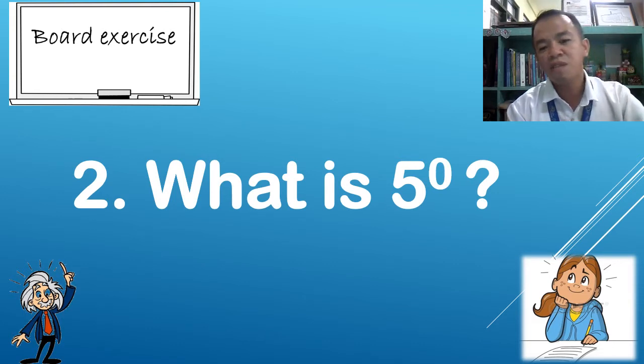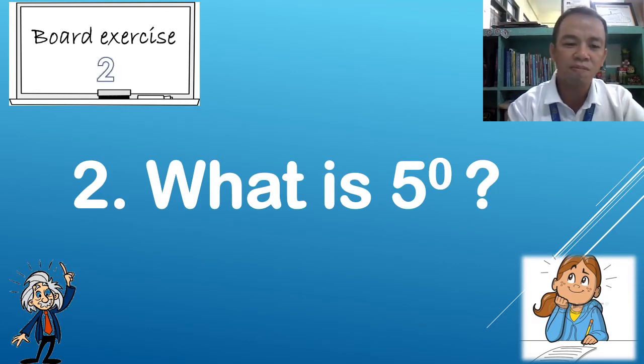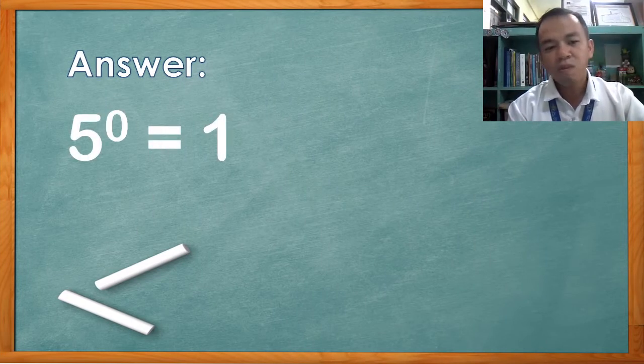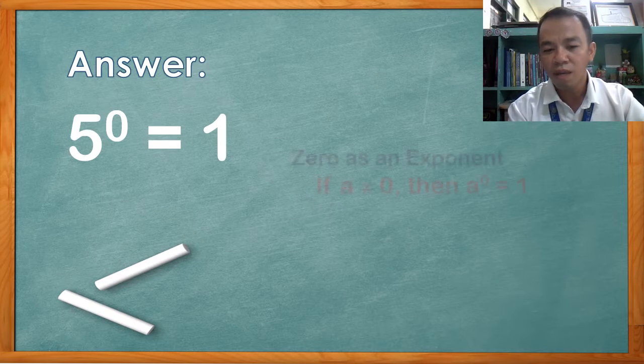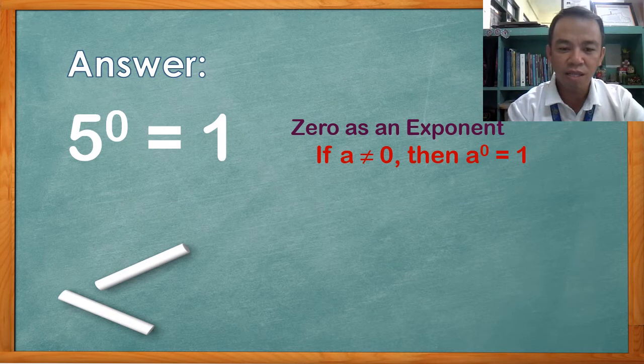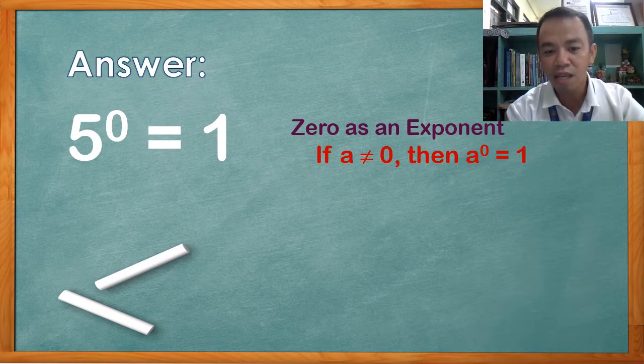On our second exercise, what is 5 to the 0? Now, 5 to the 0 is equal to 1. The reason for this is that the 0 as an exponent tells us that if a is not equal to 0, take note, a is not equal to 0, or the base is not equal to 0, then a to the 0 is equal to 1. Any number except 0 raised to 0 is just equal to 1.